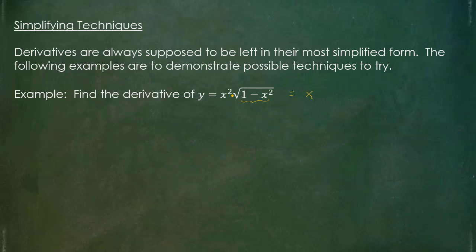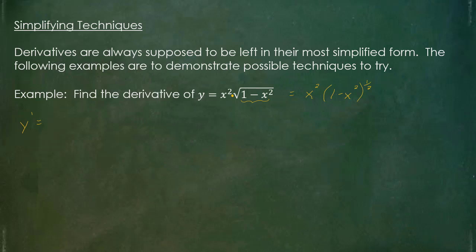So first thing is always best if you see radicals to go ahead and rewrite using rational exponents. So this really is x squared times (1 minus x squared) to a 1/2 power. And then we'll go ahead and now use the product rule, and then do the chain rule that will use a power rule to be able to evaluate it.